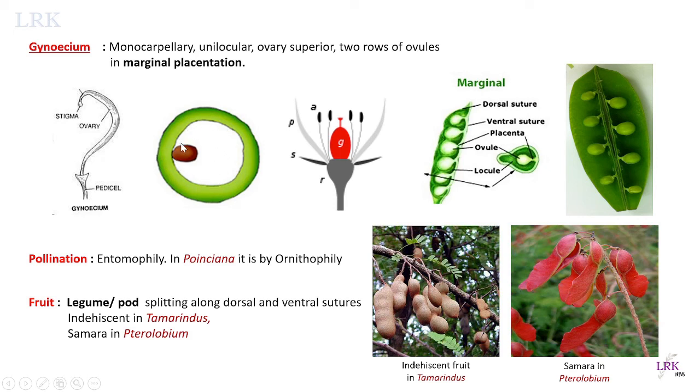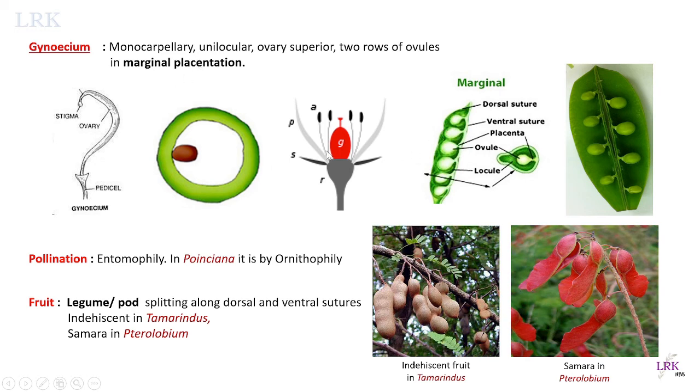Inside the ovary only one locule is seen, and the ovary is superior or half inferior, half superior, and 2 rows of ovules are present. You can see here in this picture 2 rows of ovules in marginal placentation. So ovules are arranged in marginal placentation and they are present in 2 rows. So monocarpellary, unilocular, ovary is superior or sometimes half superior and half inferior, and the 2 rows of ovules are present in marginal placentation. This is regarding gynoecium.